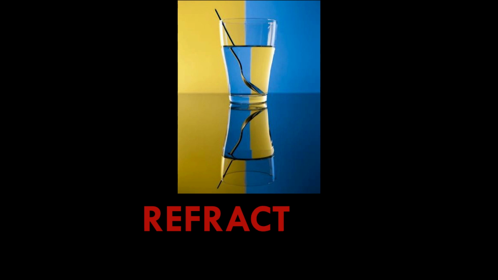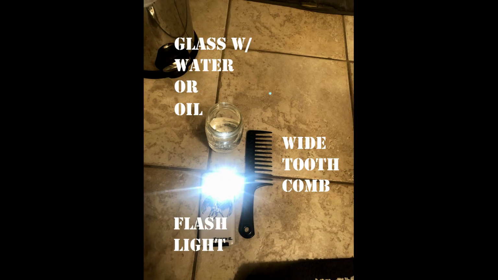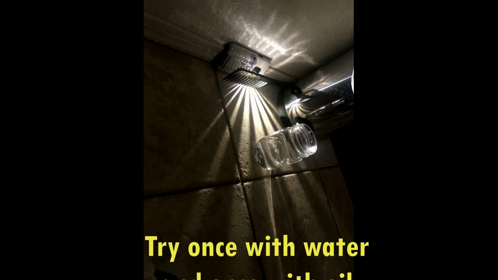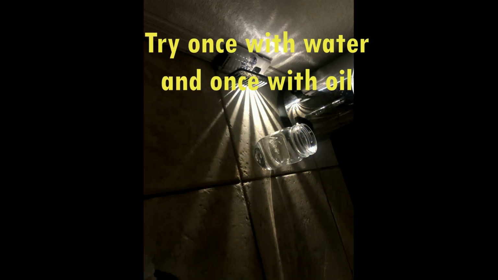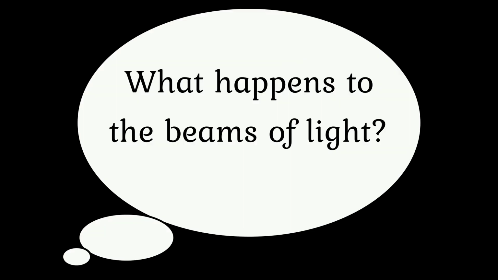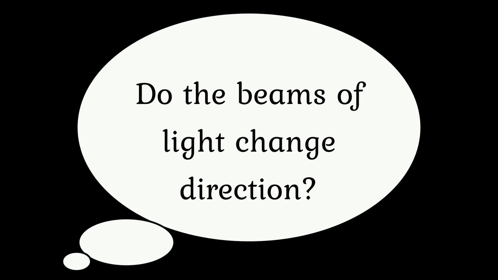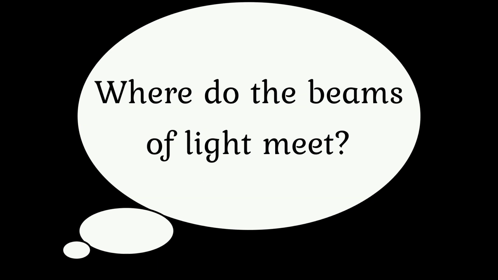In the final activity, we will look at refraction. For this activity, you will need a glass of water and/or oil, a wide-tooth comb, and a flashlight. Set up the activity by placing the flashlight down and putting the wide-tooth comb directly in front of the beam. This should create several distinct beams. Then place the glass of water or glass of oil in front of the light beams. Think about these questions. What happens to the beams of light? Do the beams of light change direction? Where do the beams of light meet? What is the focal point?